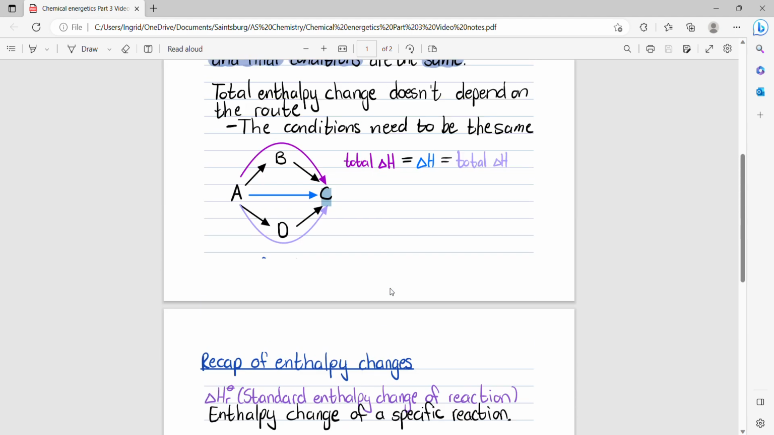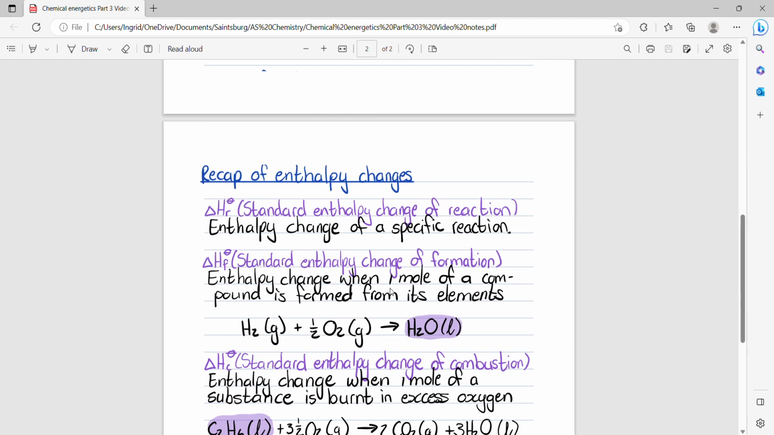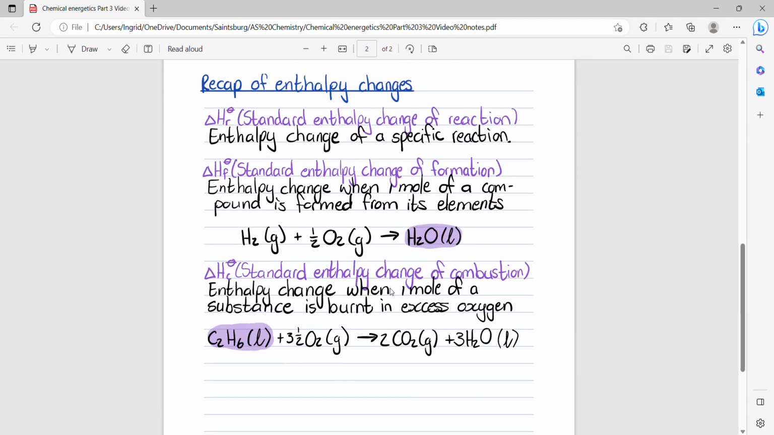So that is important. Then just a recap of enthalpy changes. Remember, we had our enthalpy change of reaction, formation, and combustion. These really come in handy and are very important for Hess's law. So enthalpy change of reaction is the enthalpy change of a specific reaction. That's what it is.